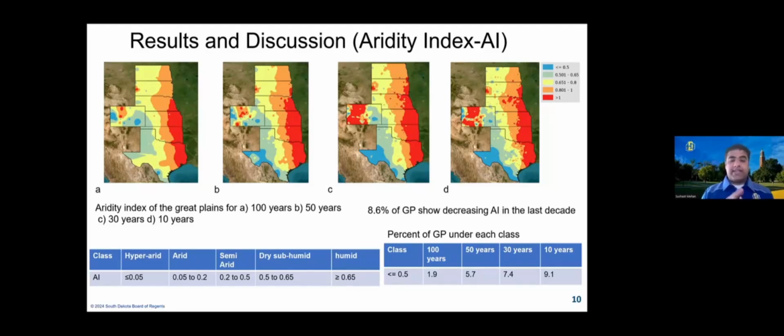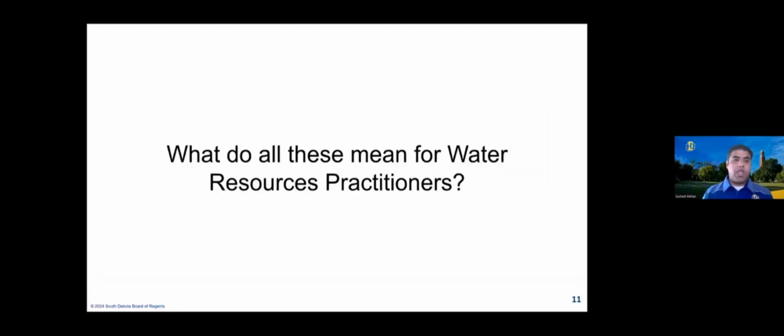The data shows an increasing trend towards aridity in the Great Plains, especially over the last few decades, and it has some important implications on water availability and agriculture productivity. So what does all this mean for water resources practitioners?